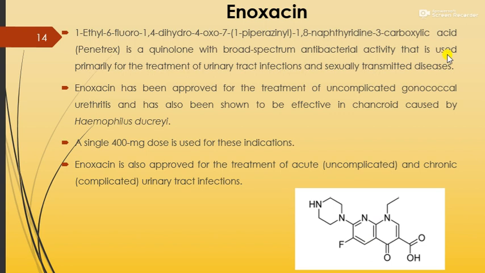treatment of urinary tract infection and mostly sexually transmitted diseases. Enoxacin has been approved for the treatment of uncomplicated gonorrheal urethritis and has been shown to be effective in chancroid caused by Haemophilus ducreyi. A single 400 mg dose is used for this indication. Enoxacin is also approved for the treatment of acute and chronic urinary tract infections.